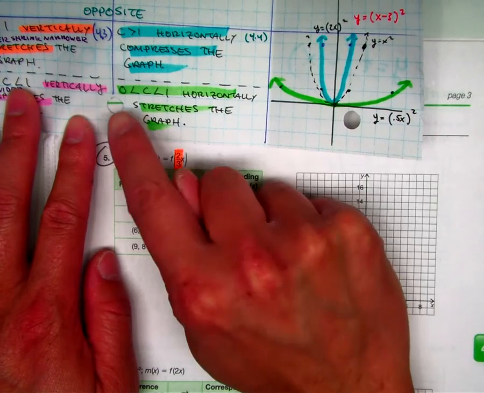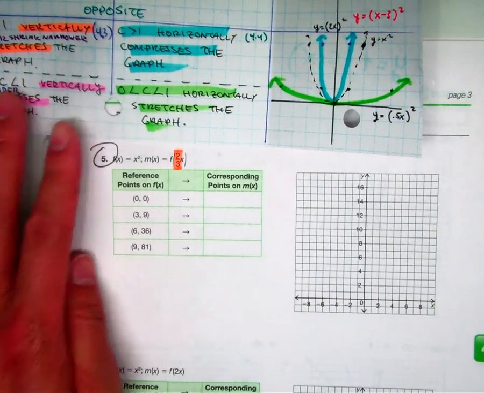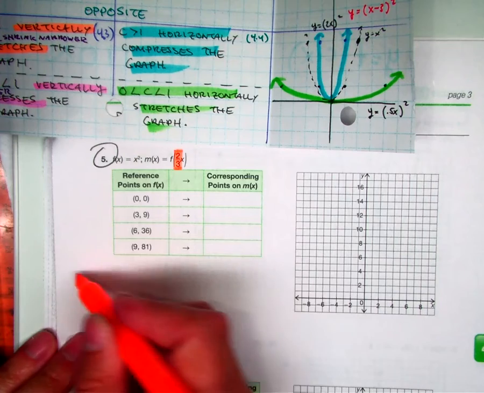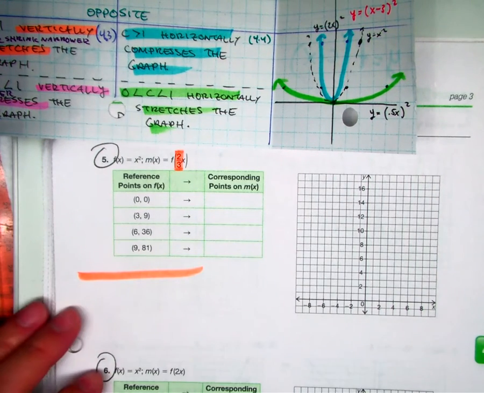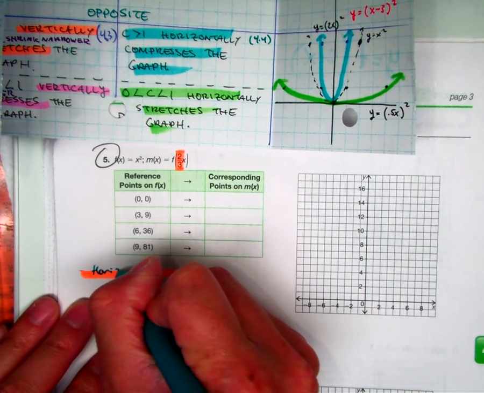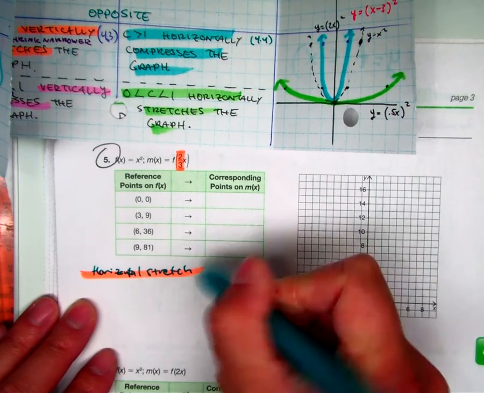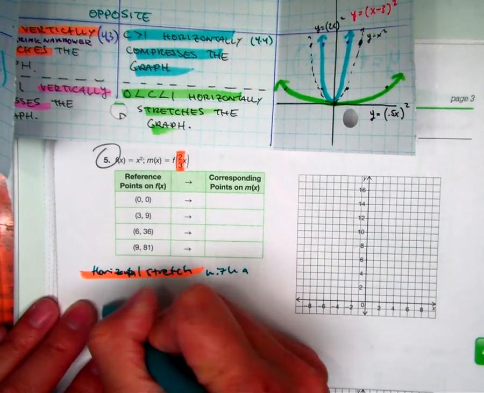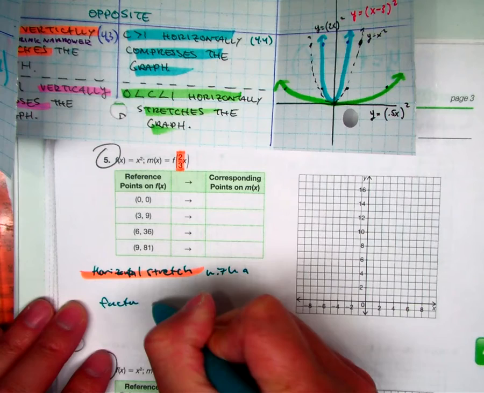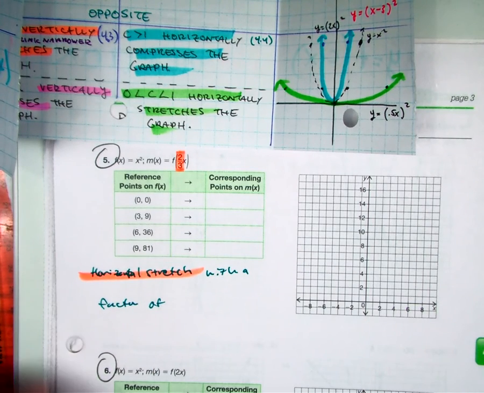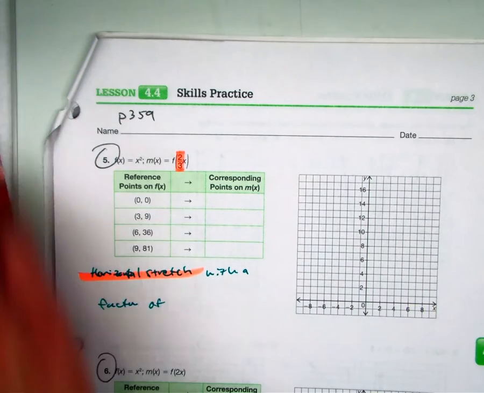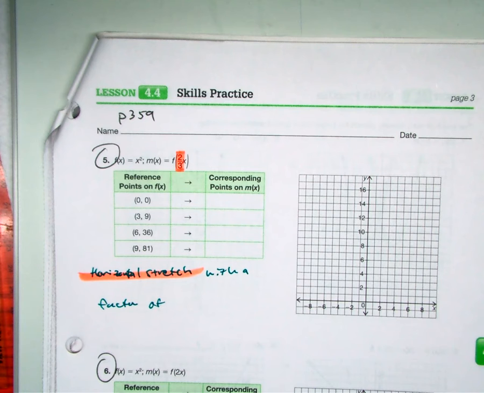So 2/3 is between 0 and 1. It is a horizontal stretch. Horizontal stretch with a factor of... thank you. What's the equation to help us find the B value, Dylan?